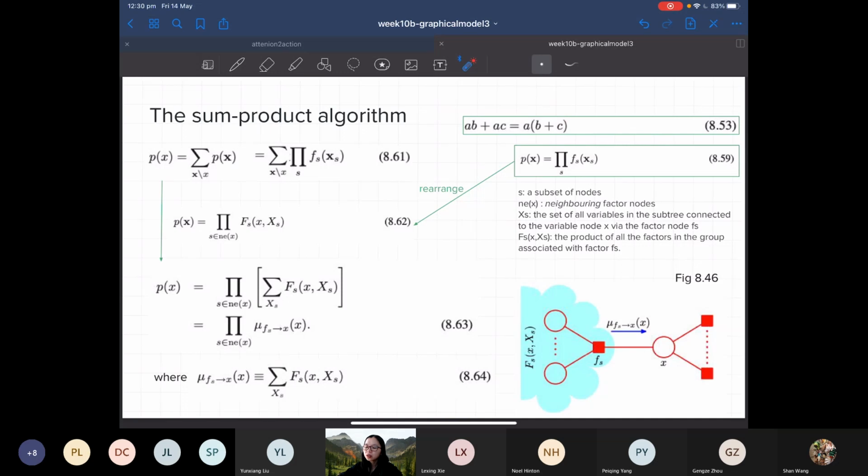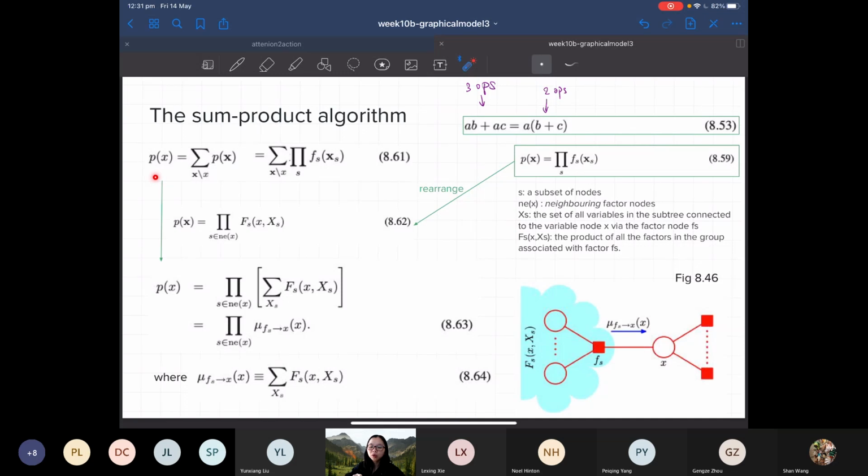It's worth noting that it's trivial to see that the right-hand side is 2 operations, the sum and then the product. On the left-hand side, it's 3 operations: 2 products and then the sum. So there is a saving in using the expression on the right-hand side. Moving the summation sign has advantages.